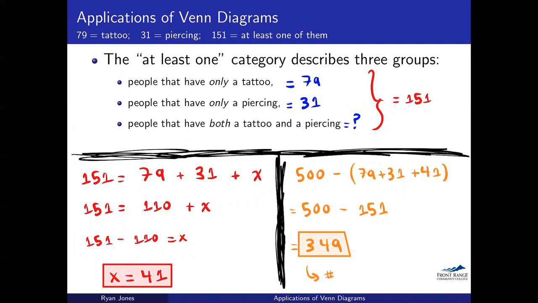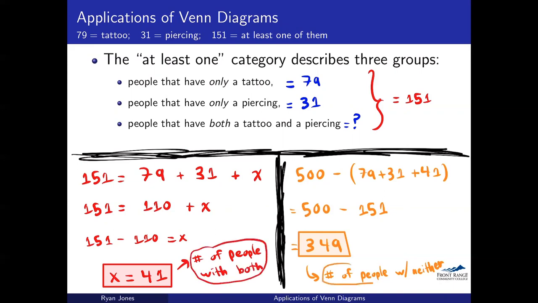We'll say number of people with neither. Right there. Great. So we got number of people with neither. Over here, we have number of people with both. And there we go. So at this point, we're pretty much done with creating the Venn diagram. All that's left is just to draw it. So let's go ahead and do this.